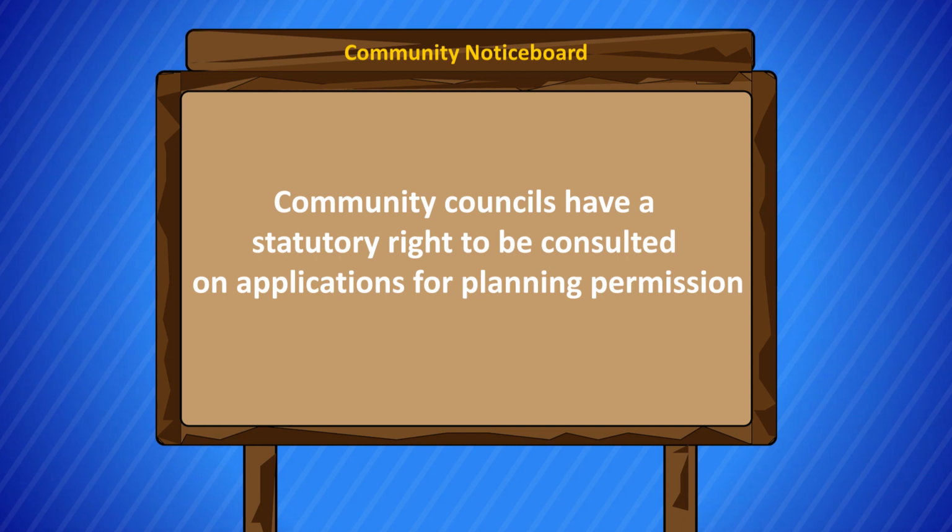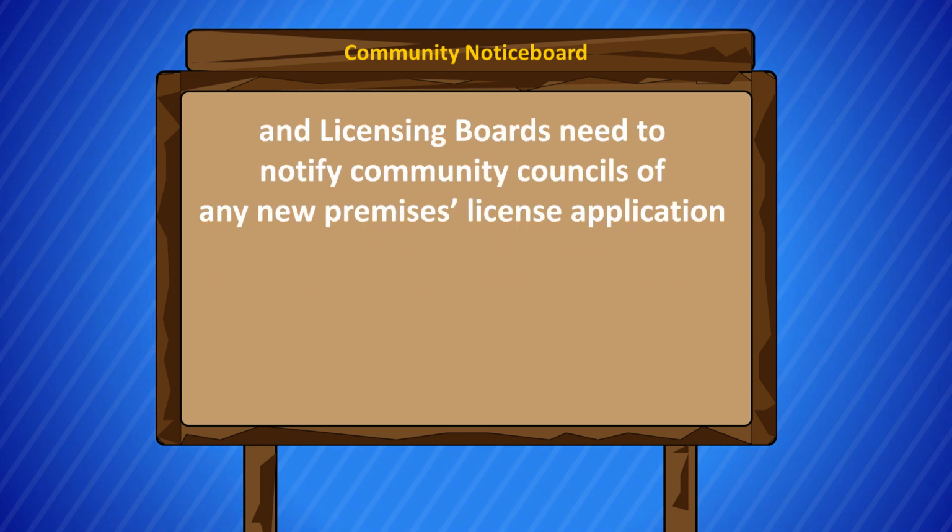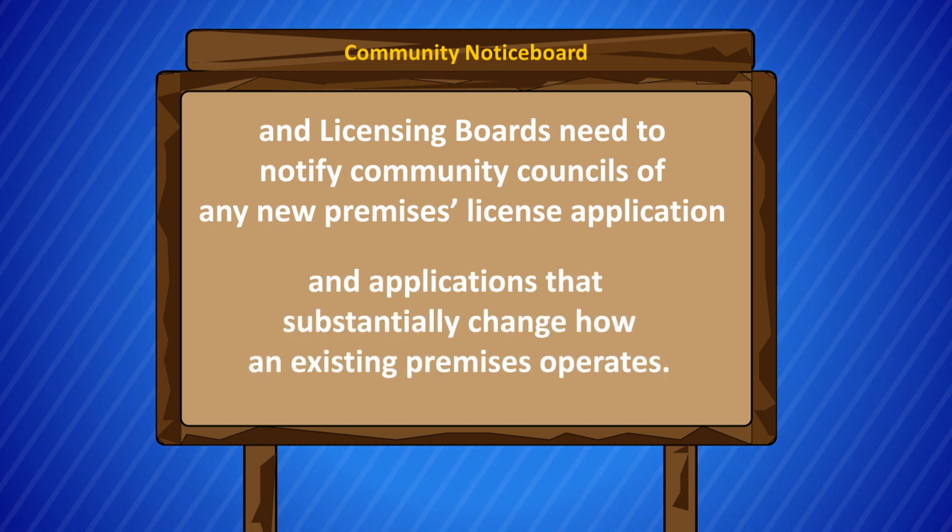Community councils have a statutory right to be consulted on applications for planning permission, and licensing boards need to notify community councils of any new premises license application and applications that substantially change how an existing premise operates.